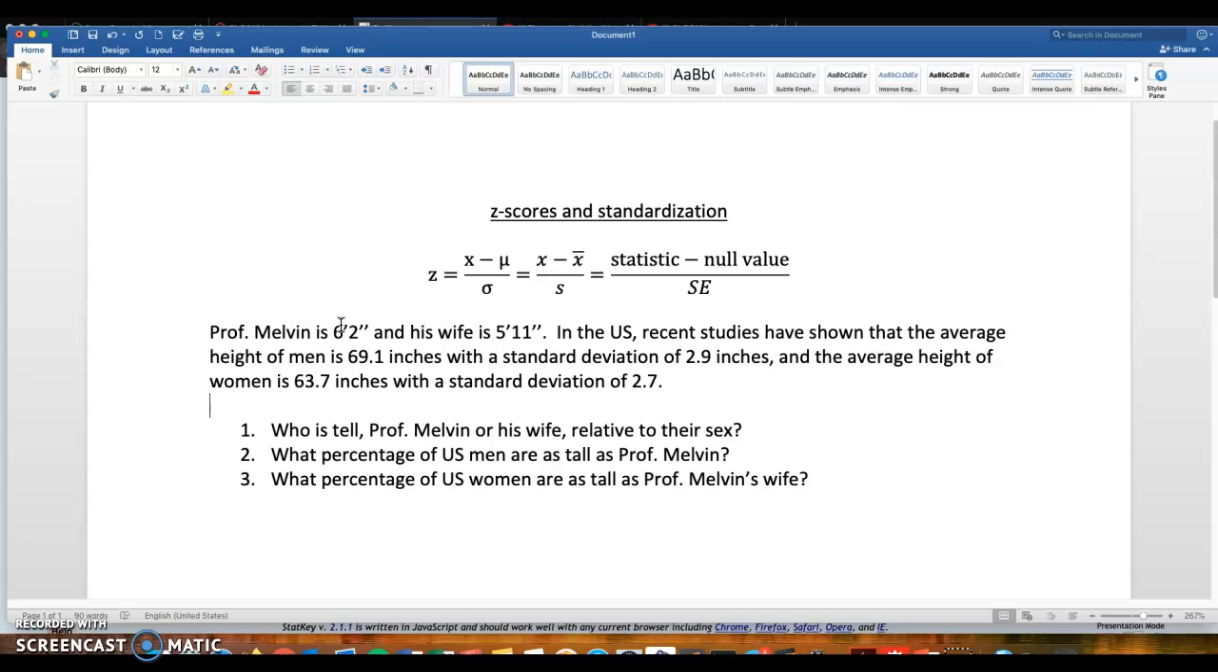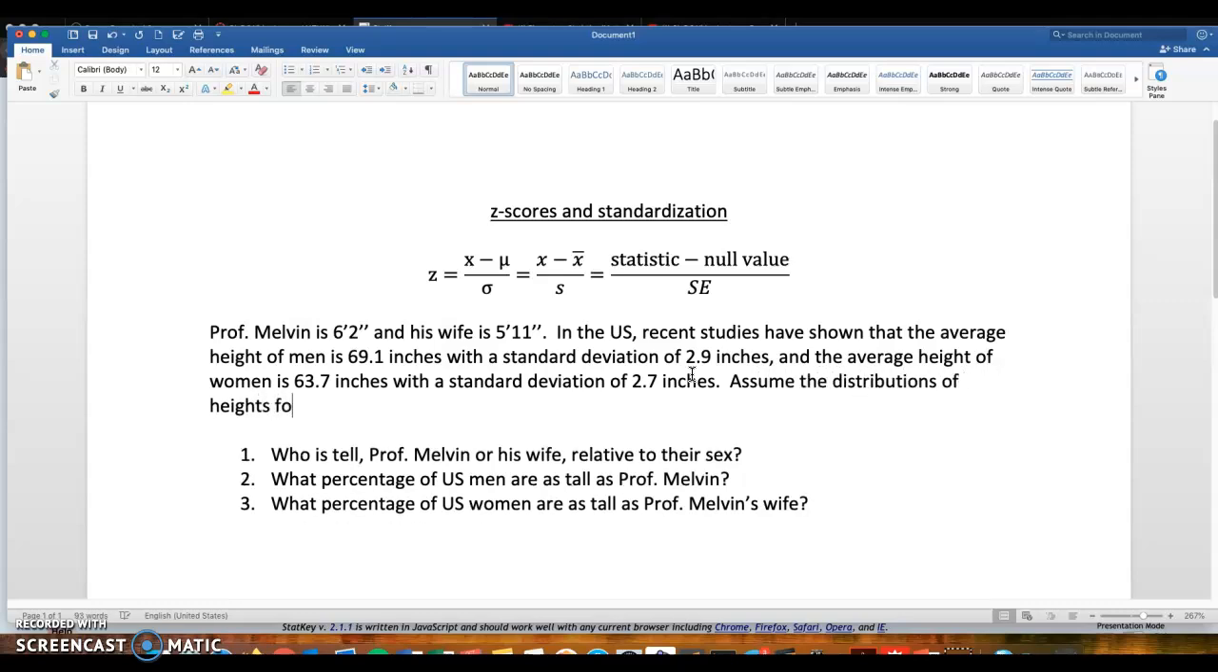Okay, so I'm about 6'2". My wife is 5'11". We're going to assume, I Googled this last semester, that in the US, recent studies have shown that the average height of men is 69.1 inches with a standard deviation of 2.9 inches. The average height of women is 63.7 inches with a standard deviation of 2.7, also in inches. And we're going to assume the distribution of heights for males and for females is normal.